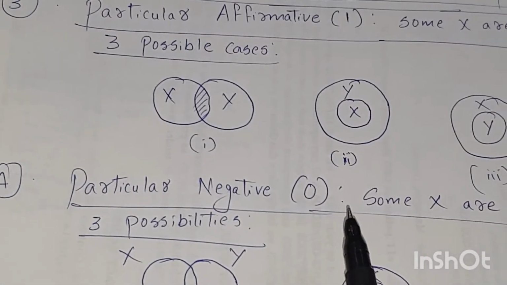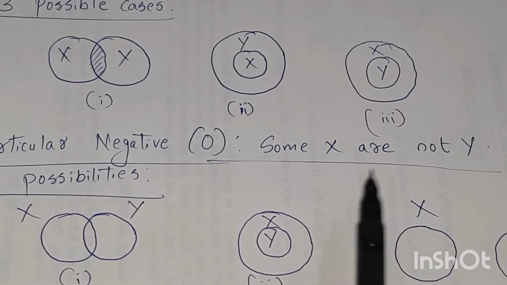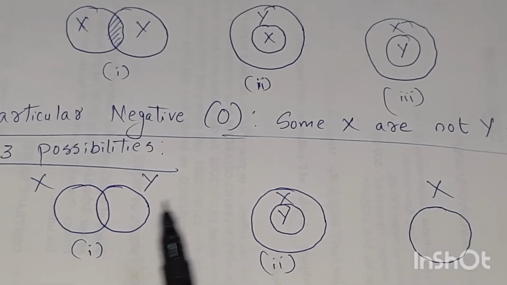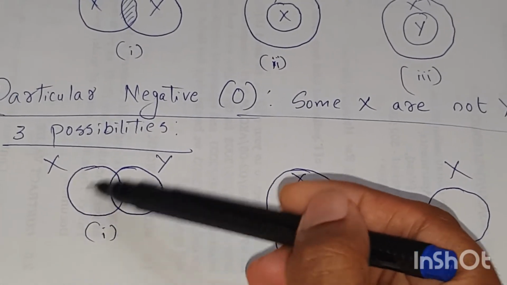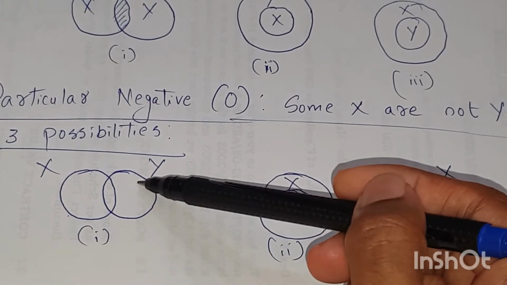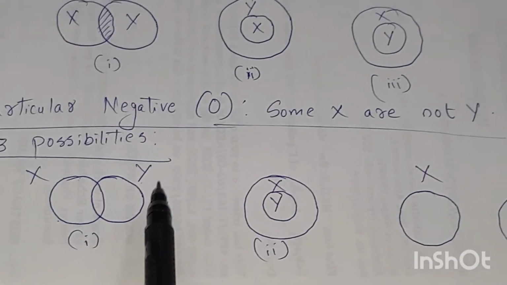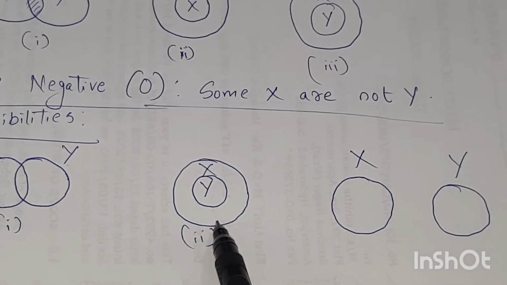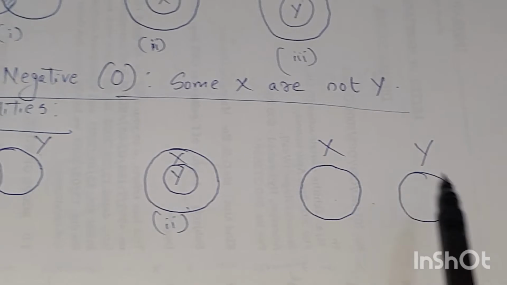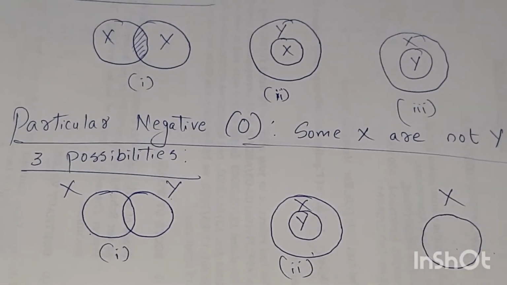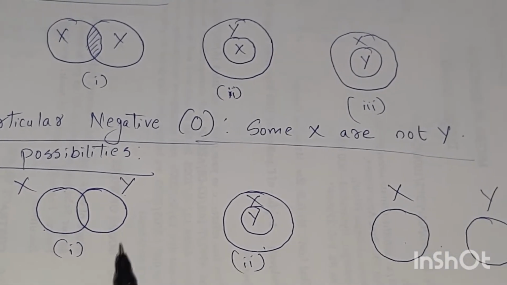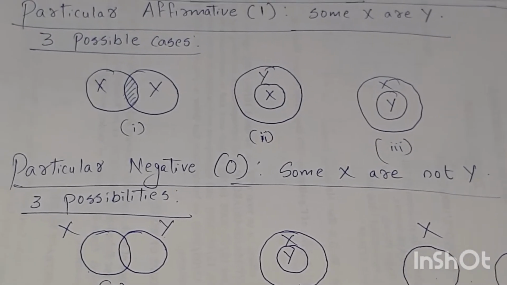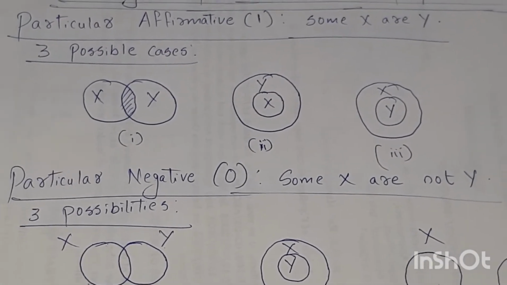And the fourth one is particular negative. That is, some x are not y. And in that case, there are three possibilities. Some x are not y. Here, the elements in this portion of the set x will not be contained in the set y. That is, it is written some x are not y. Similarly, here some x are not y can be represented like this, and it can also be represented like this. So some x are not y case, or particular negative statements, can be represented using three possibilities using Venn diagram. Okay, so these are the four cases, and now we can go to the questions.